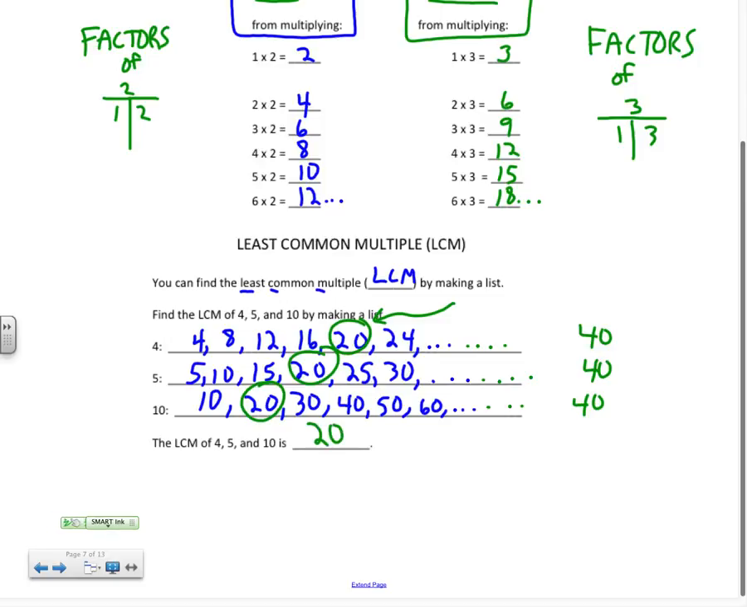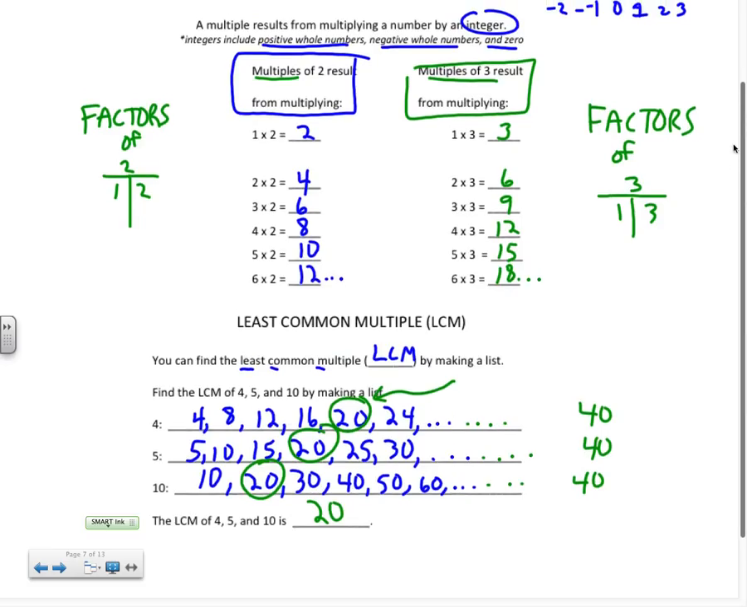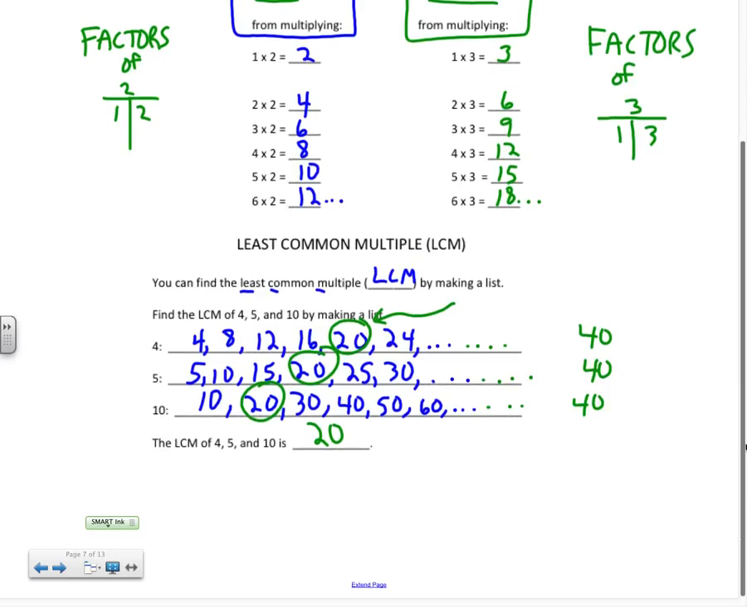All right, how do we use this in real life? Let's look at a real world problem. Got to go to the next page.